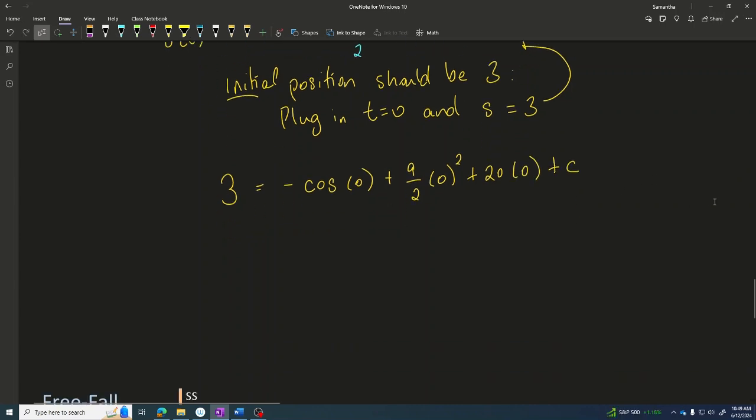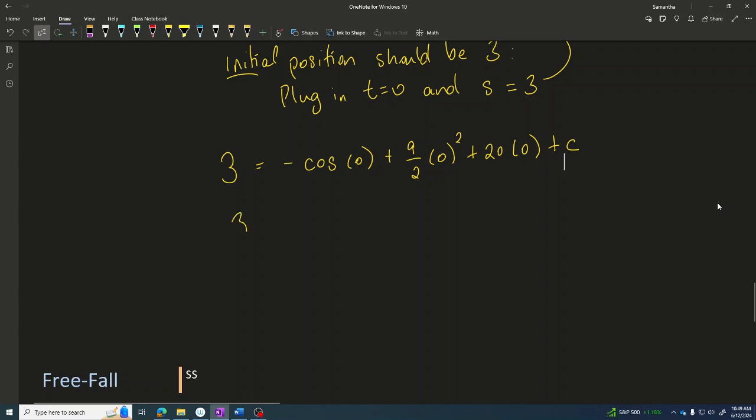Now, if I simplify this, negative cosine of 0 becomes negative 1. This term here vanishes, 9 over 2, 0 squared. This term vanishes, 20 times 0. So I'm left on the right side with negative 1 plus c. And that forces the value of c to be equal to 4.